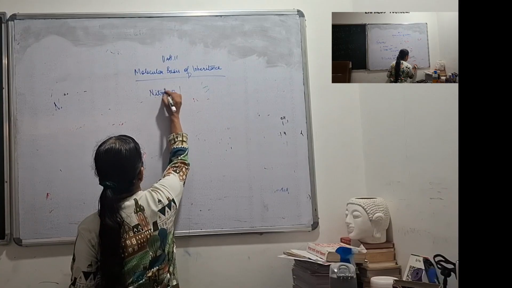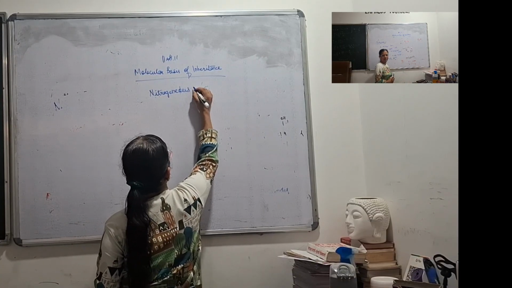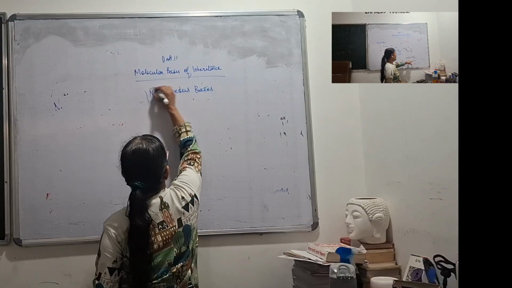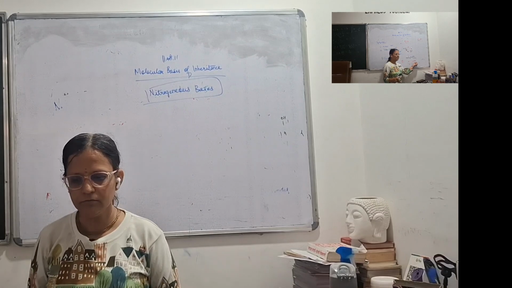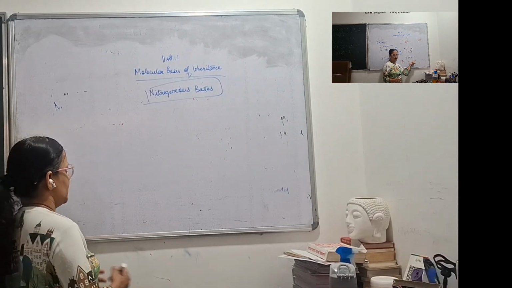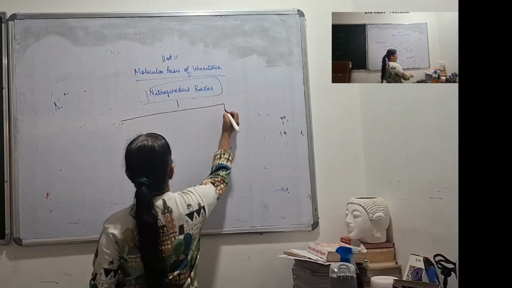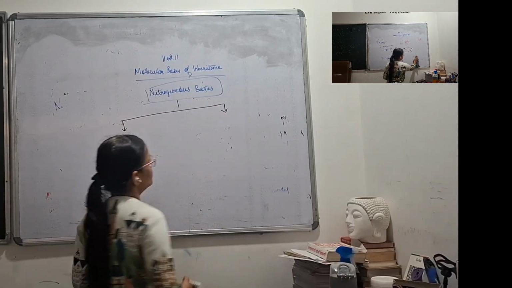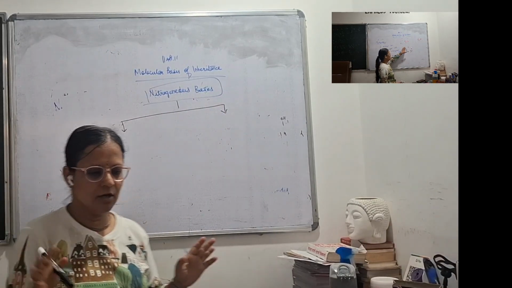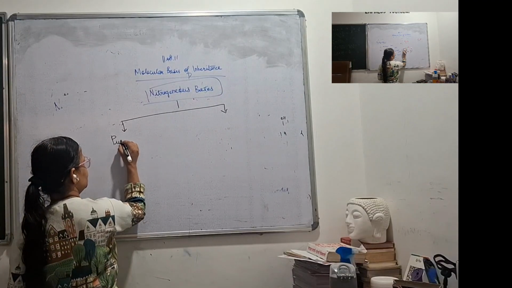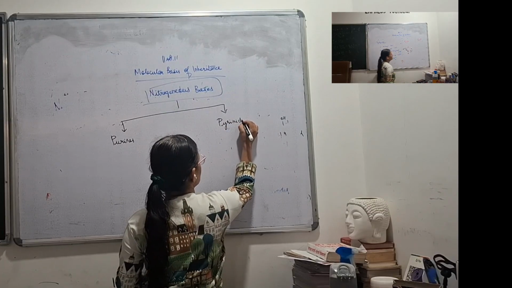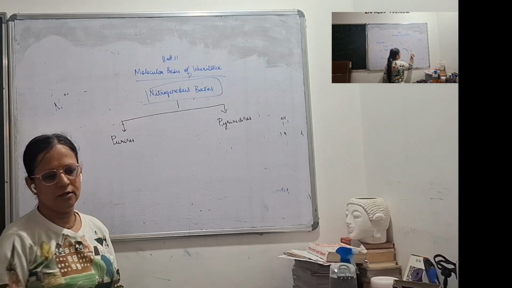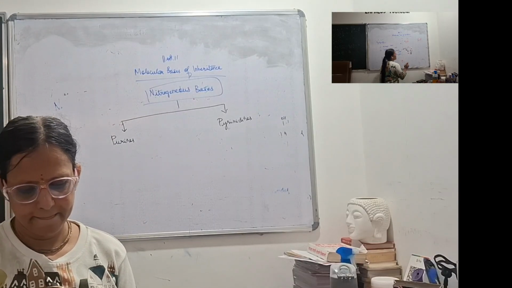Is this clear? See, you can call them nitrogen bases or you can even call them nitrogenous bases. They mean one and the same. Okay, nitrogenous bases. So these nitrogenous bases can be broadly classified into two categories. One is purines and the other is pyrimidines. Purines and pyrimidines. Okay.